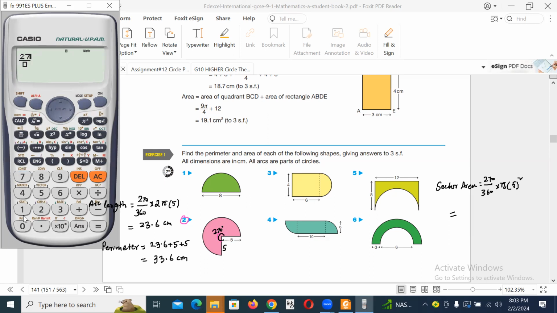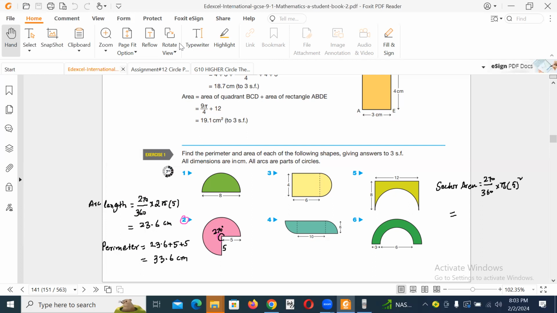So if I check in the calculator again, it is 270 over 360 multiply pi, shift pi and bracket open, 5 squared. 5 squared, that gives me 58.9. So we can say that the answer is 58.9 centimeter square. So this is the answer for the area of this shape, as well as we found the perimeter by using the arc length formula and sector area.